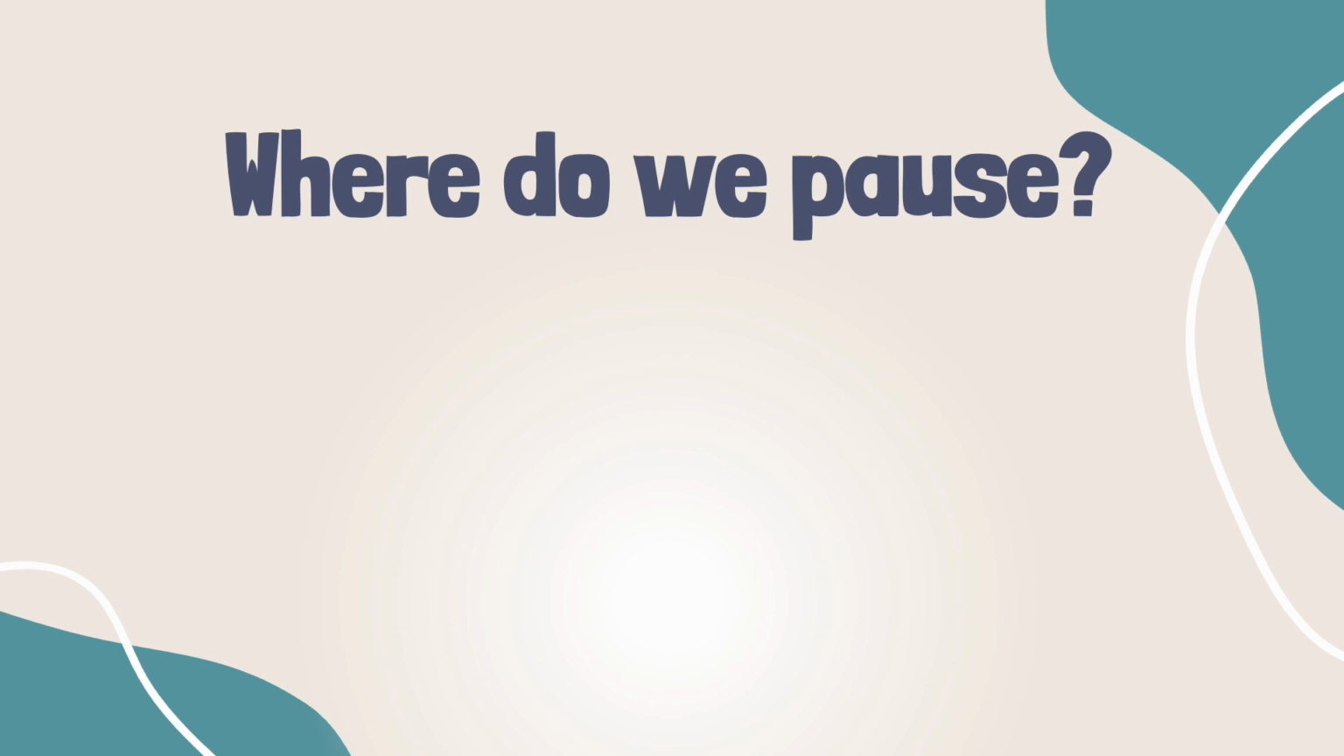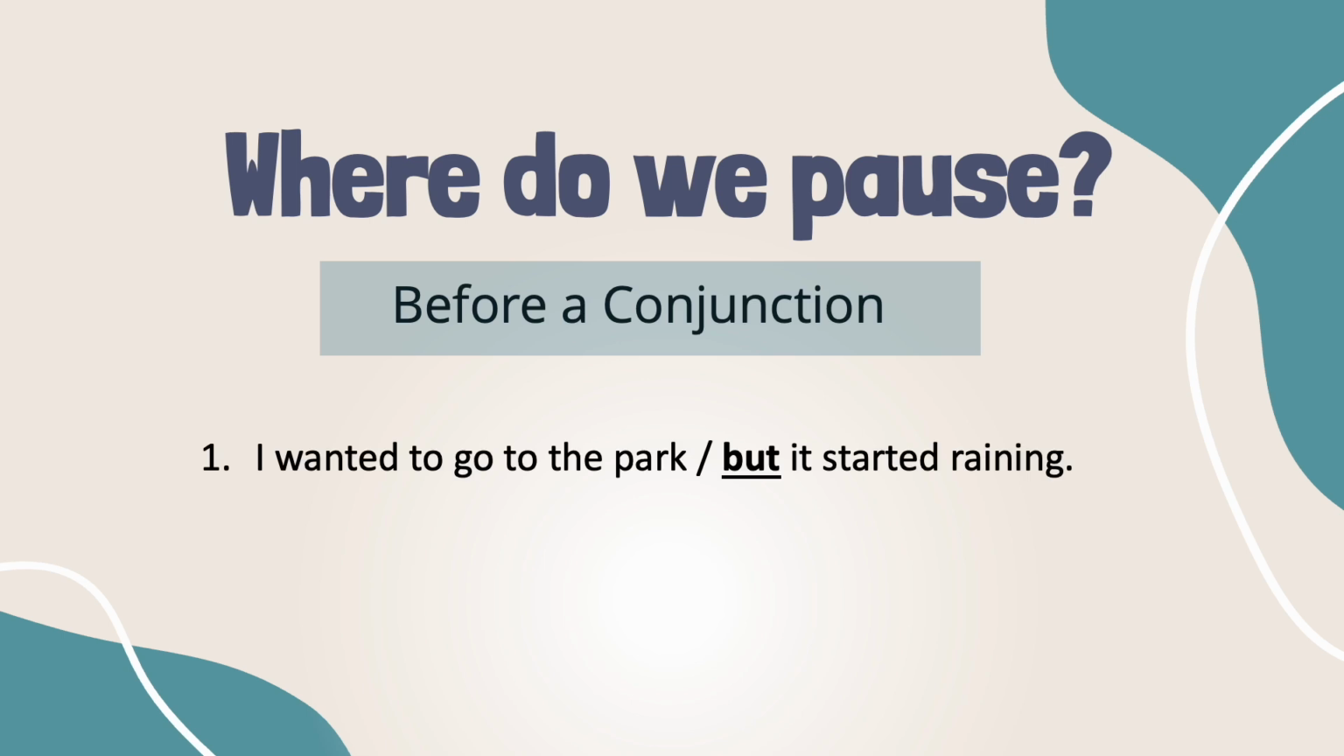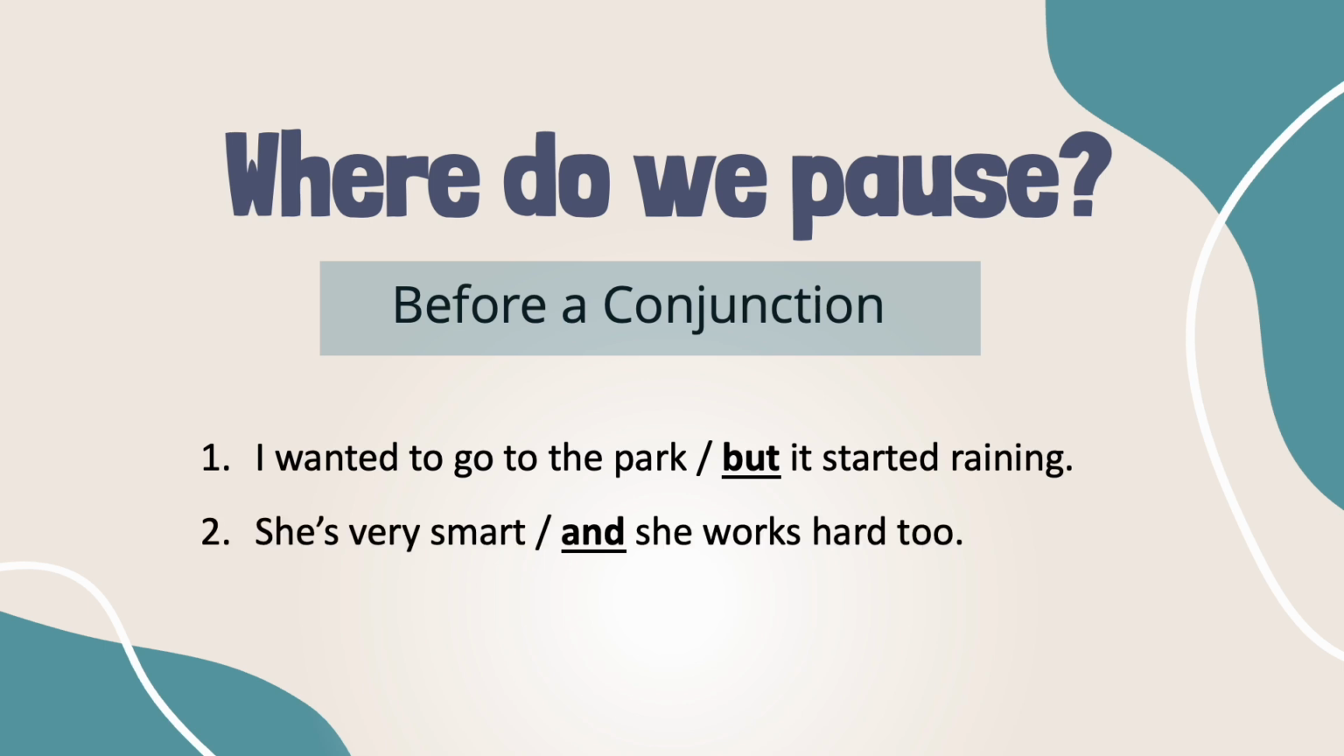Let's look at a few examples of where we pause. First of all, we pause before a conjunction, a word like but, or, so. Listen and repeat these example sentences after me. I wanted to go to the park, but it started raining. She's very smart, and she works hard too. We missed the bus, so we had to walk.